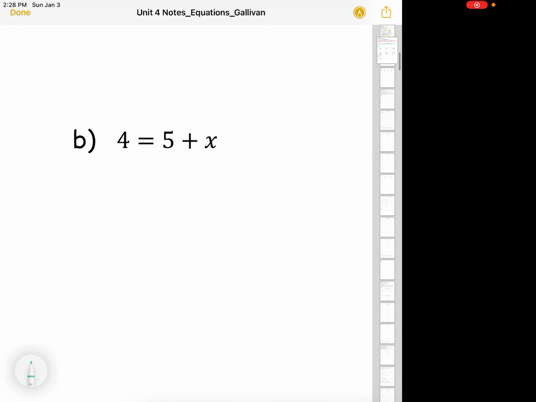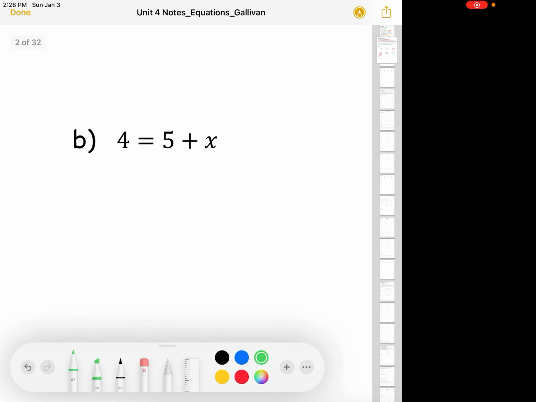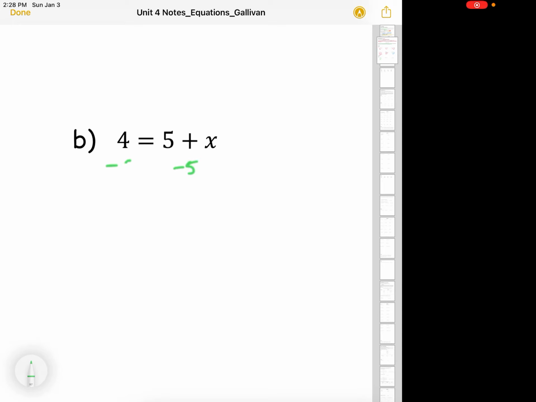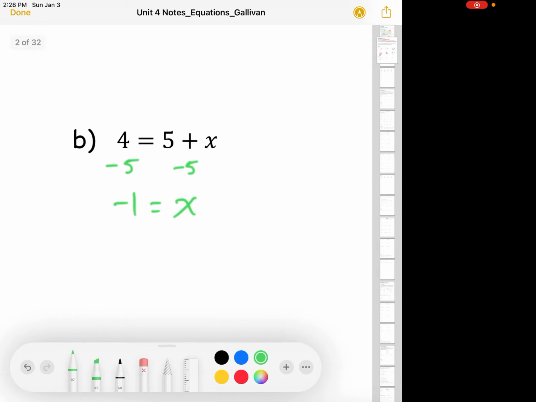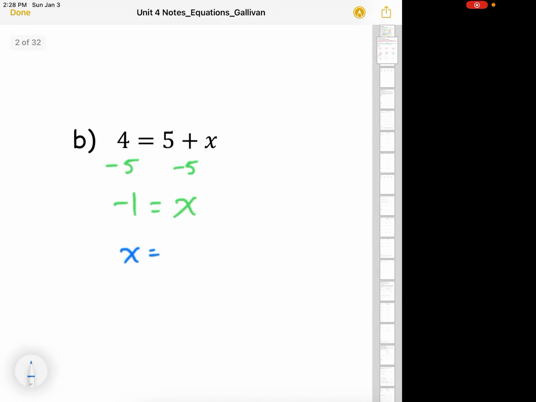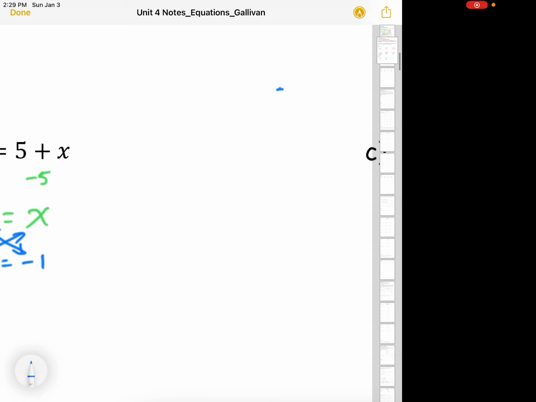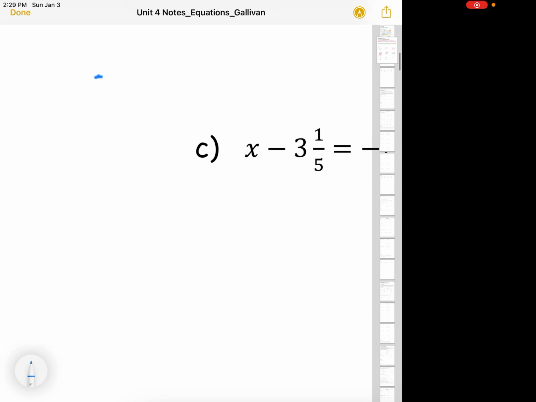Here, we've got x plus 5, so we're going to subtract 5 from both sides. So we'll get x is equal to negative 1. And don't worry if you see here, I've got negative 1 equals x. This is the same as having x is equal to negative 1. You can switch the sides as long as that equal sign stays the same, okay? So don't let that confuse you. I know for some people that can be a confusion.